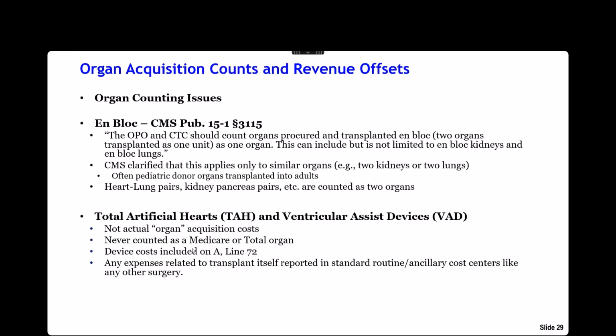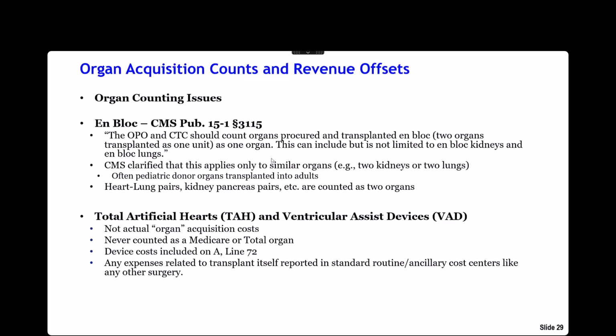We have these on our website as well, but there's one called en bloc, and you can find the definition of that in the new policies. CMS did a pretty good job of cleaning up the policy at 15.1, section 3115, and it basically says that if you have two organs of the same type that are transplanted as one unit, this is considered one organ. So, for example, en bloc kidneys, where two kidneys are taking the place of one kidney, two lungs are taking the place of one lung.